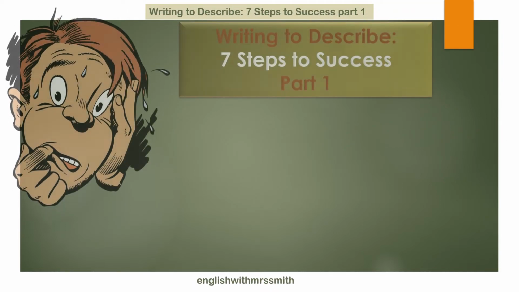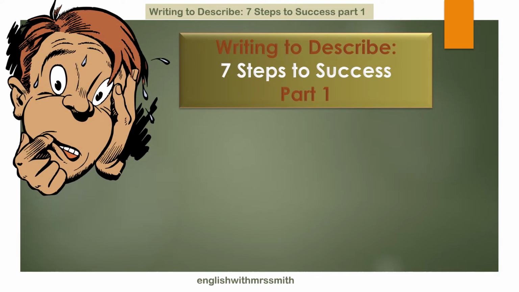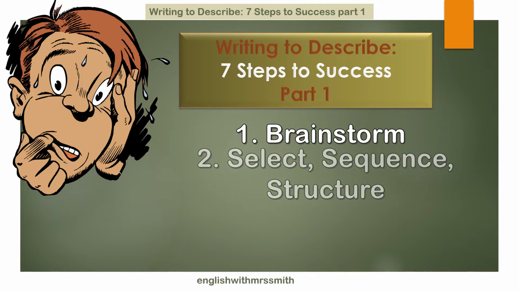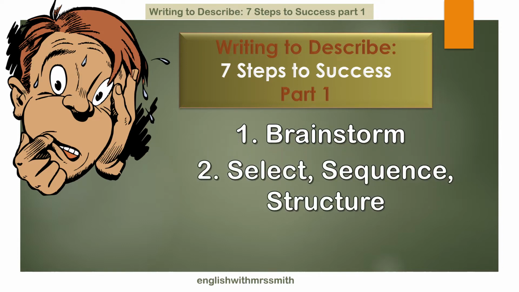The first step for any composition, any writing task, is the initial brainstorm. Once you've gathered together ideas, you can select, sequence and structure the selected points. Step 3 in writing to describe is show, not tell.